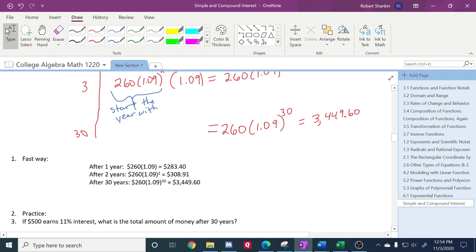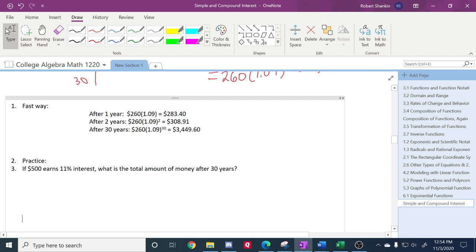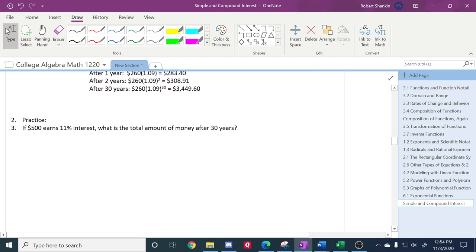Okay, so let's do a little practice. If $5,000 earns 11% interest, what's the total amount of money after 30 years? Let me give you a moment to write the expression for that. Then punch it in your calculator, get an actual answer, and round to the nearest cent. At my cue, type your answer into your group chat, and I'll call on a group in a moment. Okay, type it into your group chat. You've got an answer.